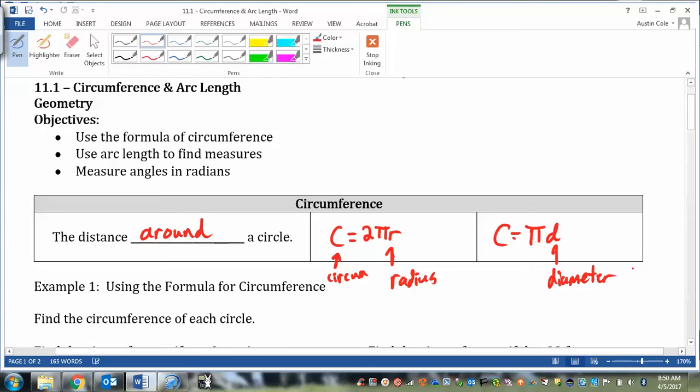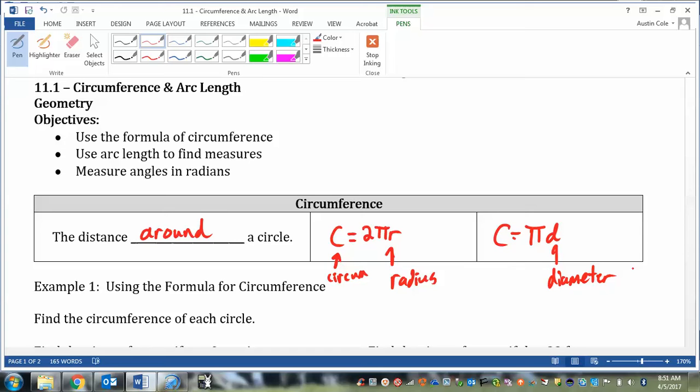Let's talk about this pi deal. What is pi? 3.14. That's the abbreviated version of it. Pi actually never ends. It's an irrational number. It goes on forever and ever. How did people discover pi?